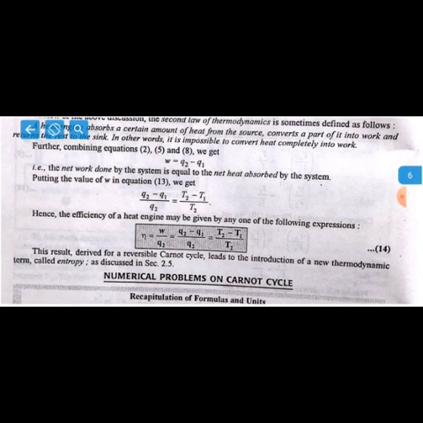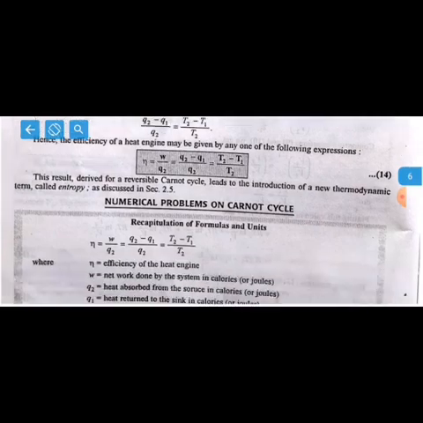Hence, the efficiency of a heat engine may be given by any one of the following expressions. Eta is equal to W by Q2, which is equal to (Q2 minus Q1) divided by Q2, which is equal to (T2 minus T1) divided by T2. This result derived for a reversible Carnot cycle leads to the introduction of a new thermodynamic term called entropy as discussed in section 2.5.